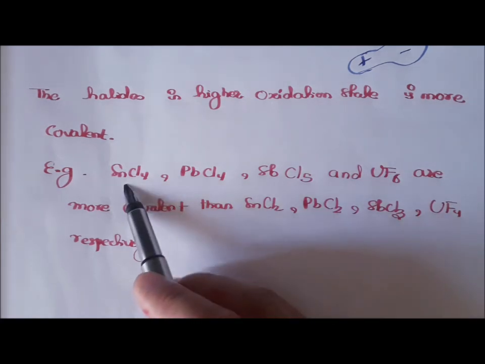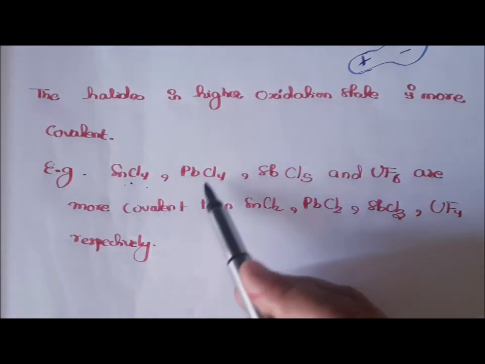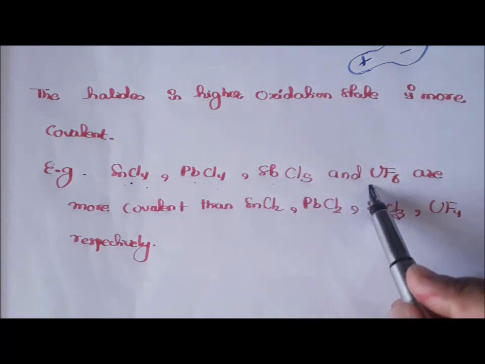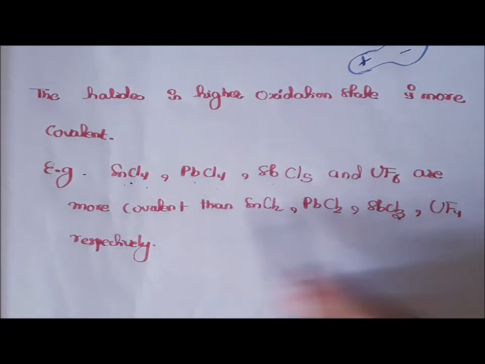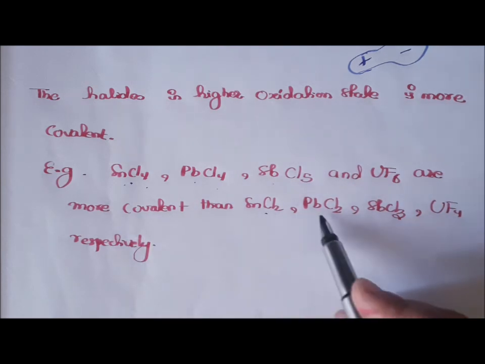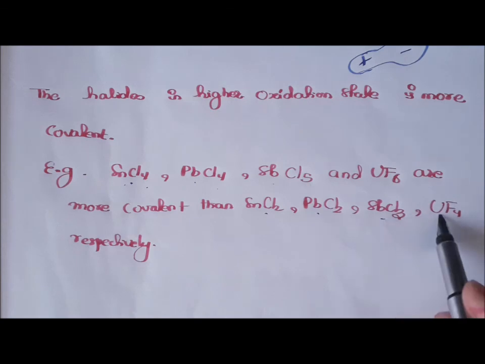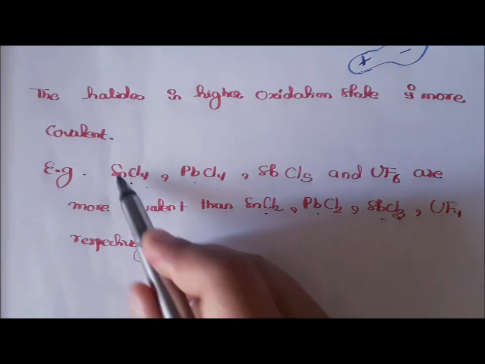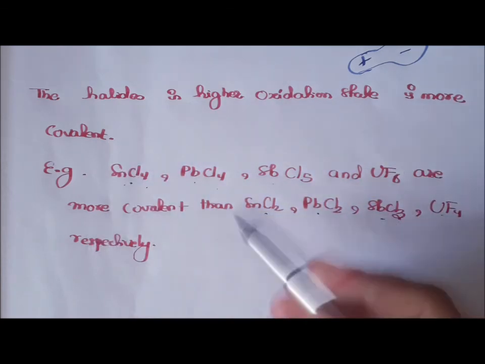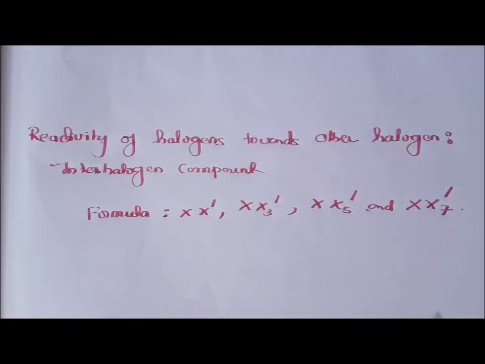For example, tin tetrachloride, lead tetrachloride, antimony pentachloride, uranium hexafluoride, these are more covalent than SnCl2, PbCl2, SbCl3, UF4. Why? Because if you compare the oxidation state, it is higher. Then the last is your reactivity of halogen towards other halogens.